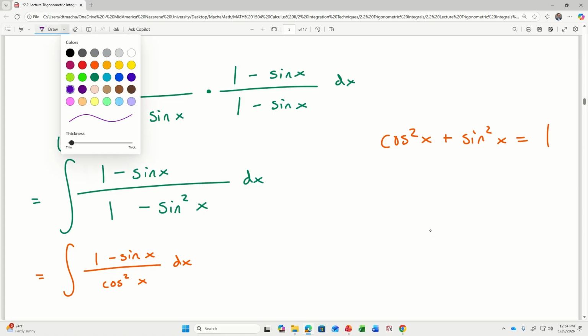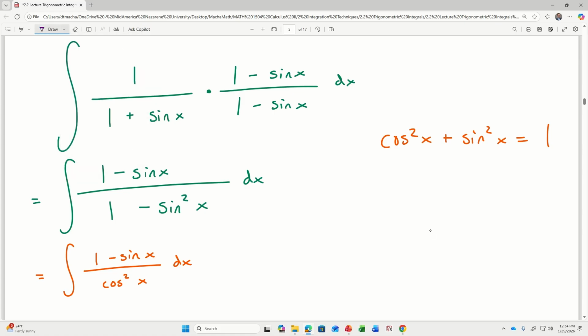And at this point, I think I would split it into two antiderivatives using additivity. What's the reciprocal of cosine? Secant. So my first antiderivative would be secant squared. And then my second one would be negative sine over cosine squared.